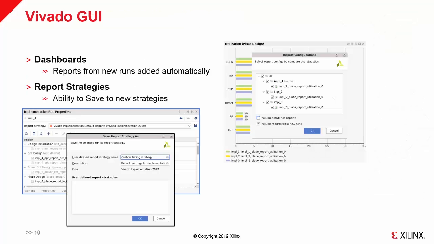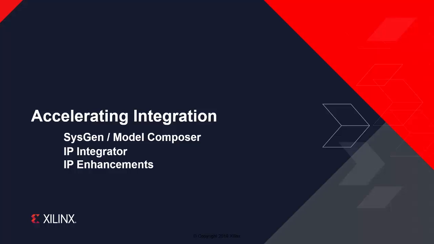For the GUI, there are a few minor updates. For the dashboard feature that was released in 2018.3, we've added the ability to automatically add new runs to the widget. Secondly, with respect to report strategies, we've added the ability to save existing strategies to new strategies using the disk icon. Let's talk about the improvements we've made to SysGen, Model Composer, IPI, and cover some of the new features in our Xilinx IP.